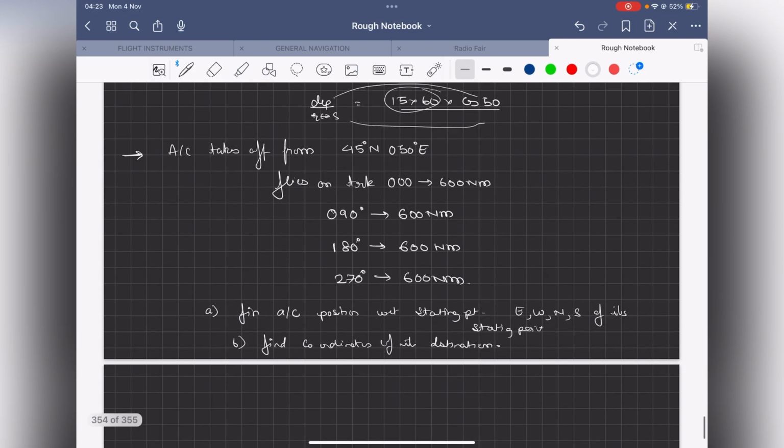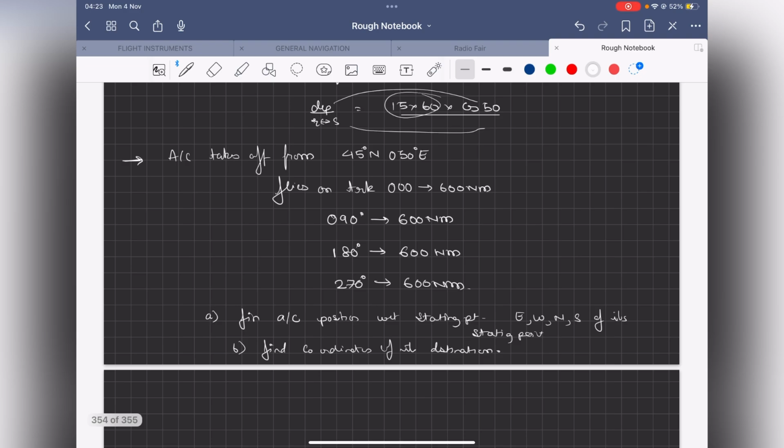So the question says I start from some point X and I travel north for 600 nautical miles. Then I travel 090 or east for 600 nautical miles. Then as soon as I finish 600 nautical miles, I turn south and I travel 600 nautical miles. And then I travel west for 600 nautical miles. So they asked me, where will I finally end up? Will I end up to the east of my starting point, west of my starting point, north of the starting point, same position as my starting point? Where am I with respect to my starting point? The B bit says, fine, wherever you are, find the coordinates of this point.